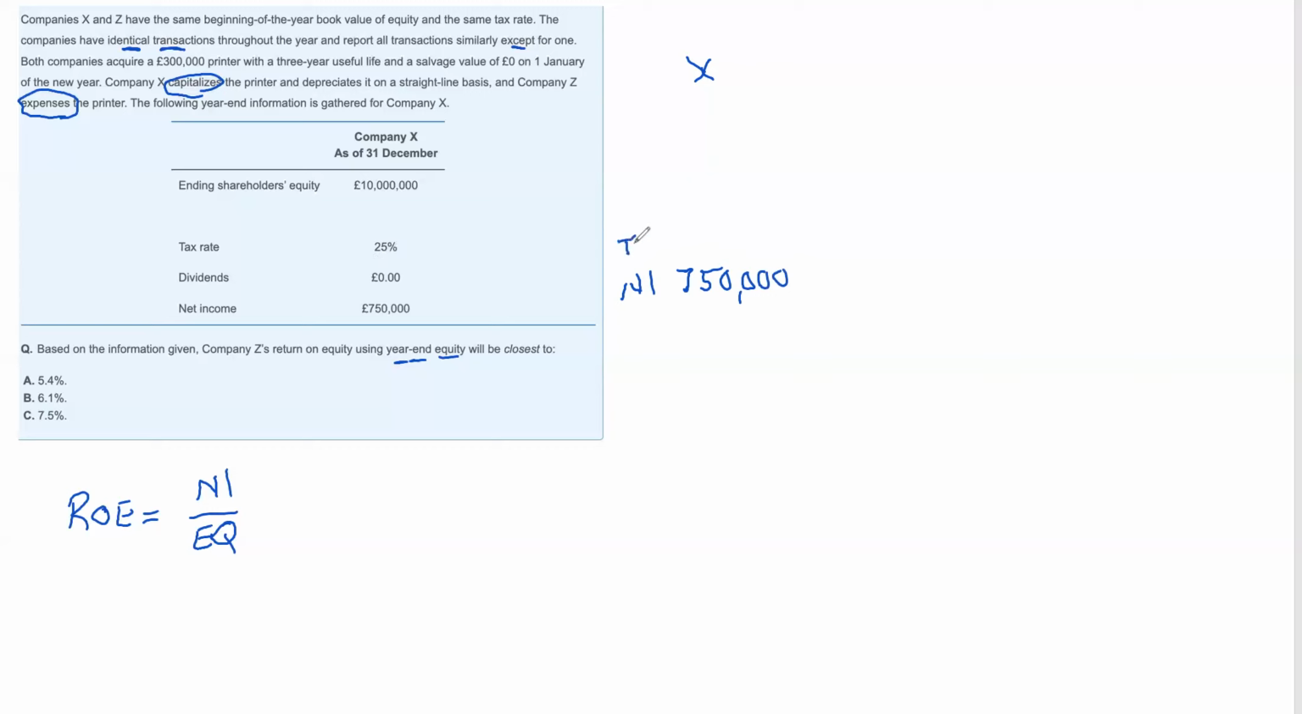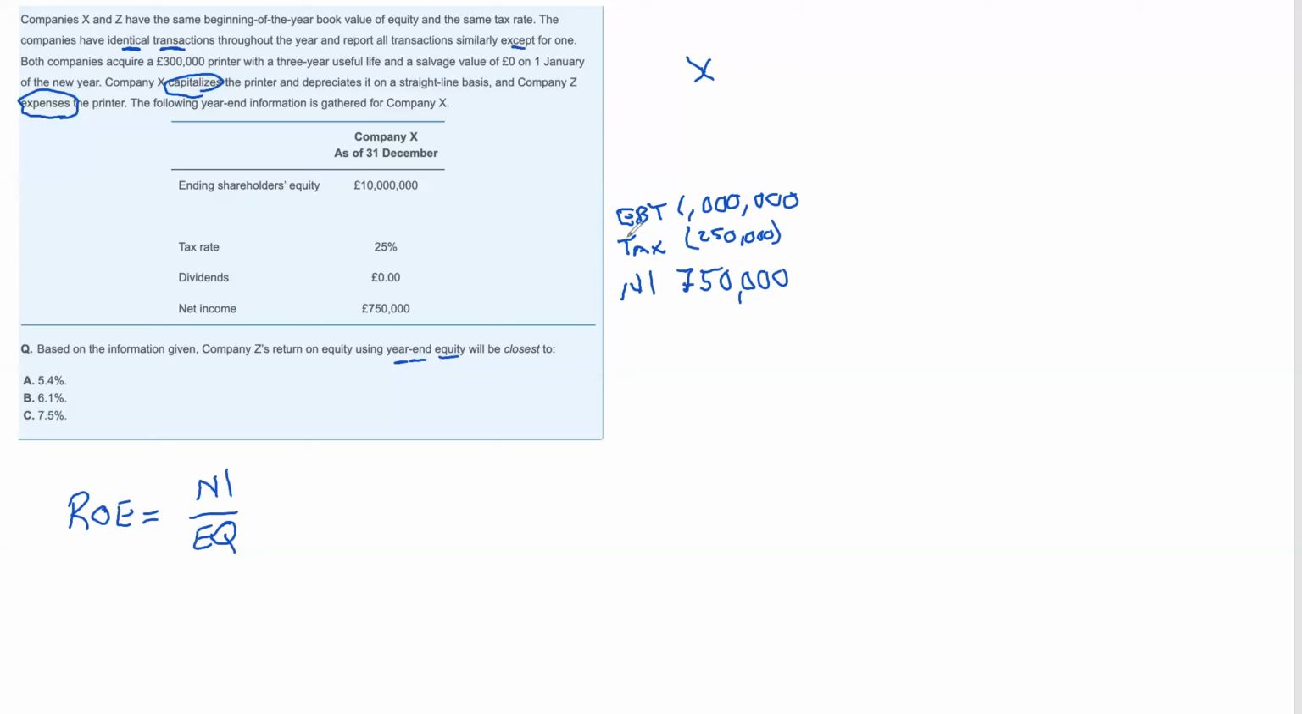So there's going to be tax. Then there's going to be a figure for earnings before tax. What is that figure? I can work backwards. The earnings before tax has got to be $1 million. How do I know that? Because 25% times 1 million is 250,000. That would be in taxes, and this would give me a net income figure of 750,000.